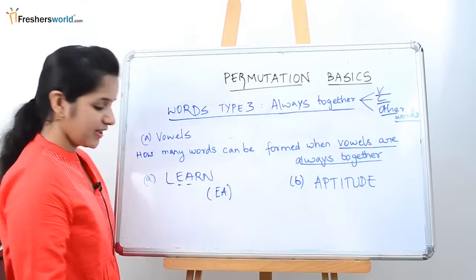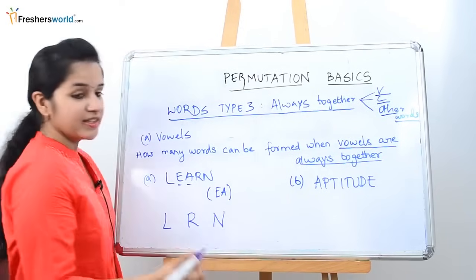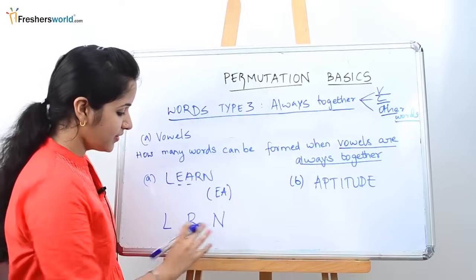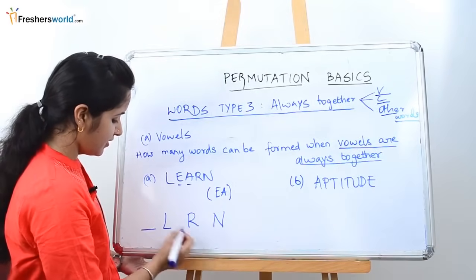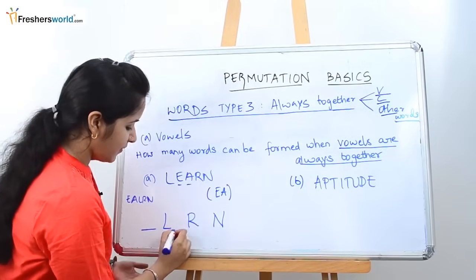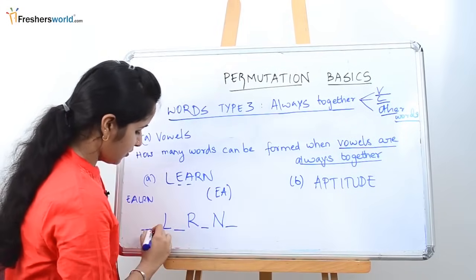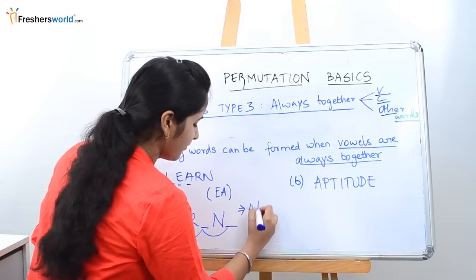What are the remaining letters? L, R, N. So they are saying EA will always be together. They are not saying where it should be. So what are the various places in which it can be arranged? Either in the front, so it becomes EA, L, R, N, or in between L and R, or between R and N, or after N. So there are 4 spaces, which is nothing but 4 factorial.